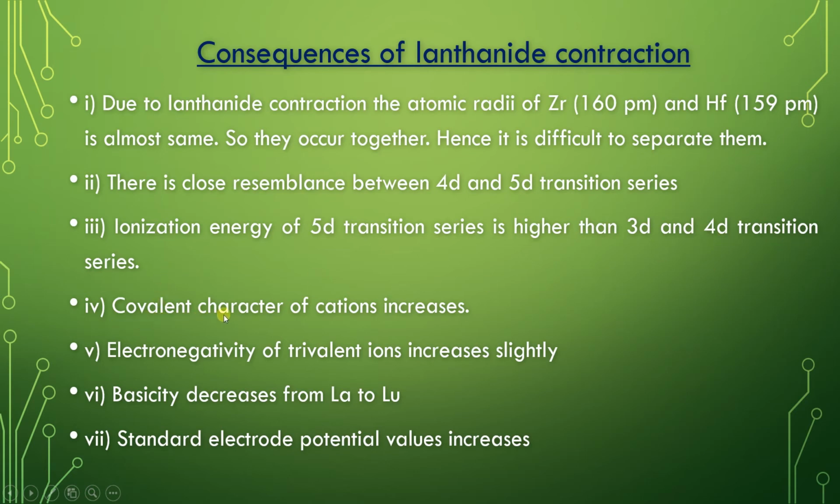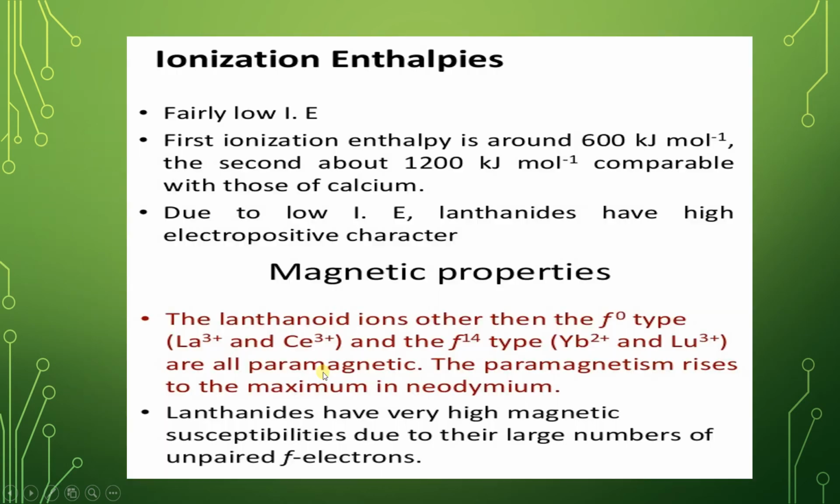Fourth, the covalent character of cations increases. Fifth, the electronegativity of trivalent ions increases slightly. Sixth, basicity decreases from lanthanum to lutetium. The last one, standard electrode potential values increase. So these are the consequences of lanthanide contraction.